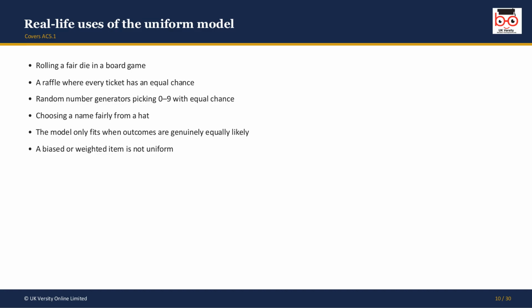Where does the uniform model turn up in real life? Rolling a fair die in a board game, a raffle where every ticket has an equal chance, a random number generator picking a digit from 0 to 9, or drawing a name fairly from a hat. The one condition is that the outcomes must genuinely be equally likely. A biased or weighted item breaks the model, so it wouldn't be uniform.